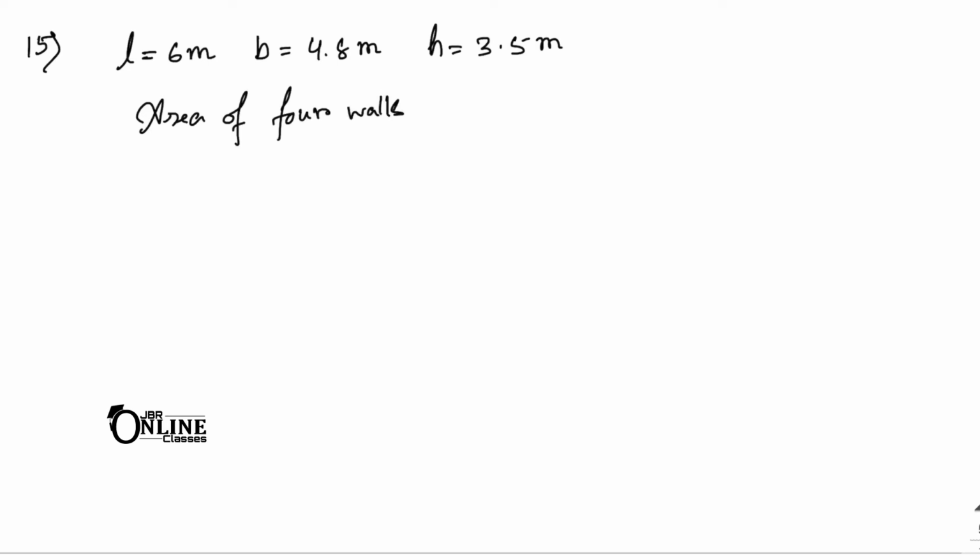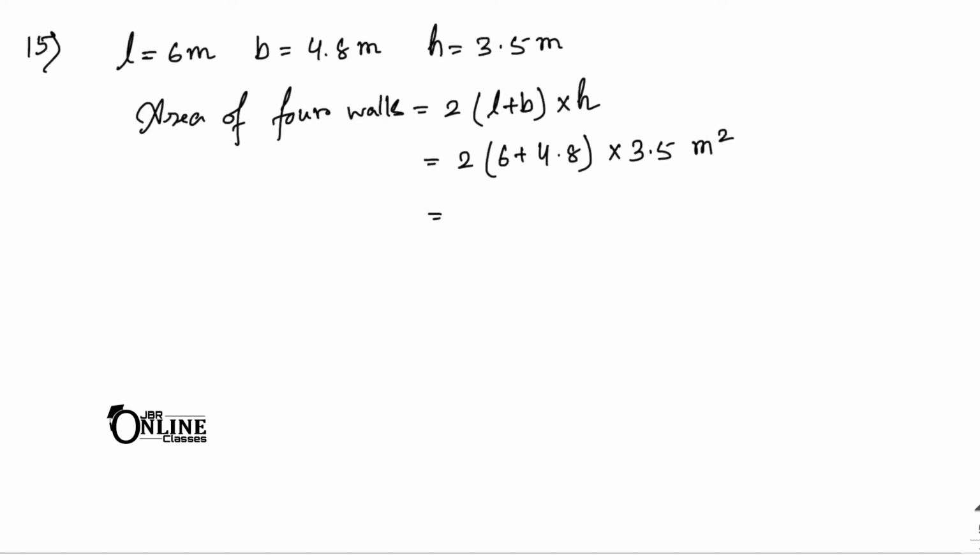So first you have to know the formula to find out the area of the four walls, and here the formula is 2 into (length plus breadth) into height. Okay, remember that, 2 into (length plus breadth) into height. So let's put down the value here. 6 plus 4.8 into 3.5, it's meter square. Okay, meter square.